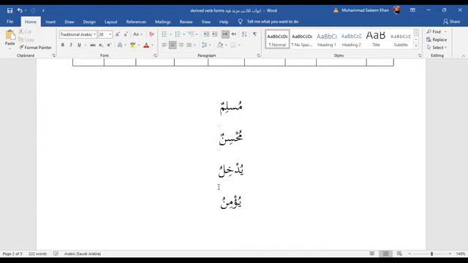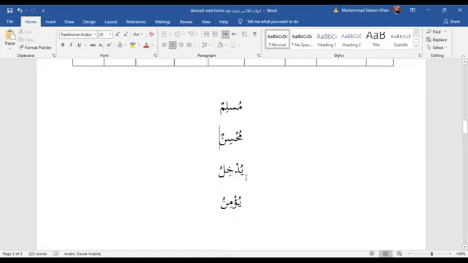Exemplary, that's right. So to do something in an excellent way, in an exemplary manner: ahsana, yuhsinu, ihsanan, and the one who performs that action is called muhsin. Muhsinun, and the feminine will be muhsinatun.